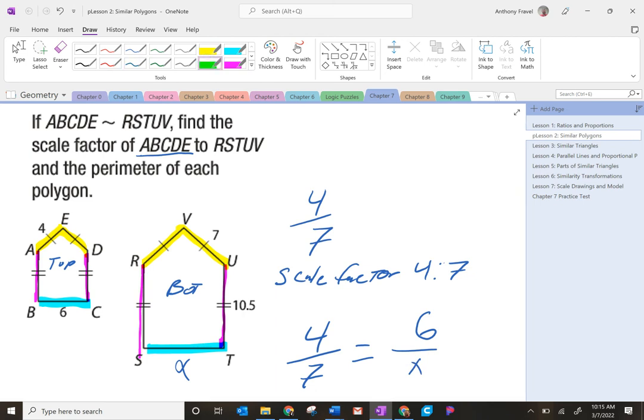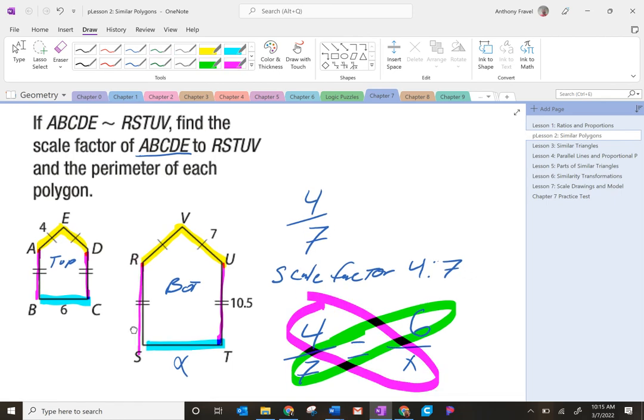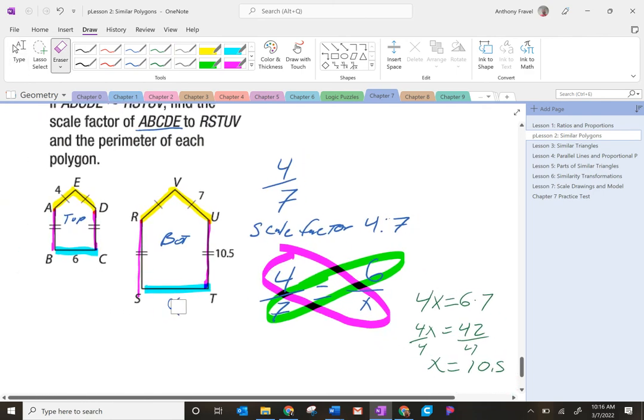Now I can go through, and now I can do my cross products. So I've got 4 times X equals 6 times 7. So I got 4X equals 42. Divide both sides by 4. I get x equals, I'm going to get the decimal here, 10.5. All right, so instead of having this be an x, I'm going to rewrite it as 10.5.